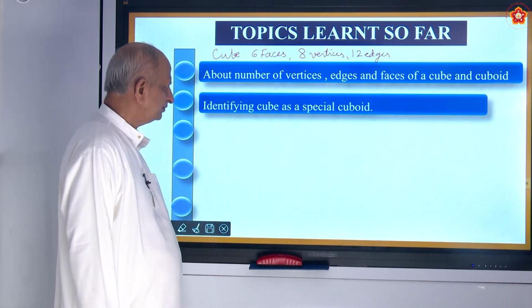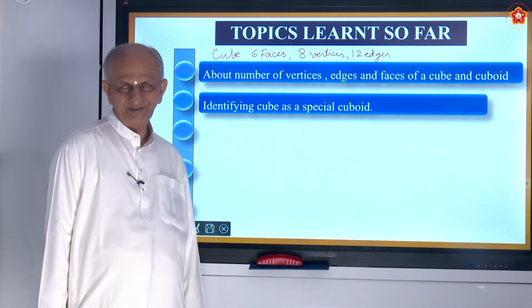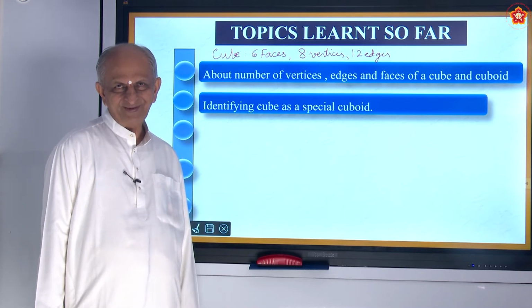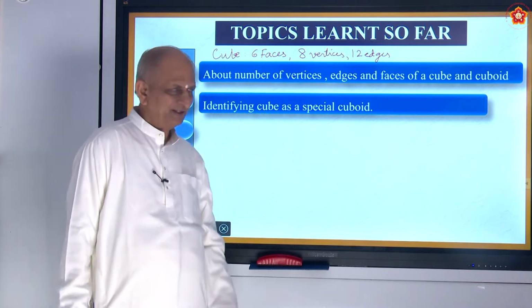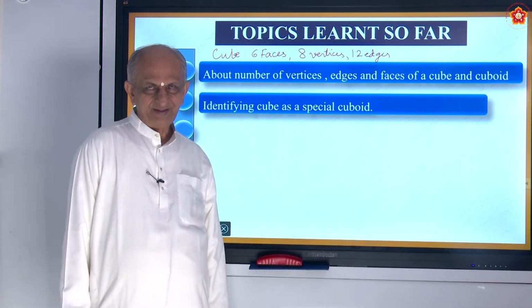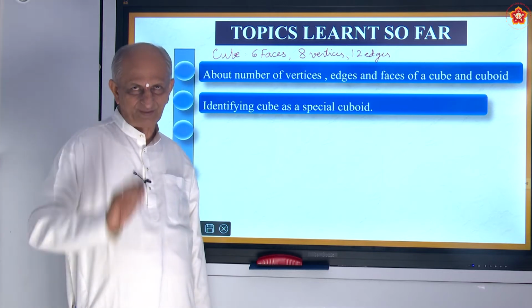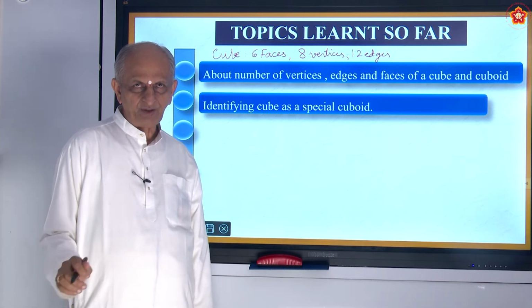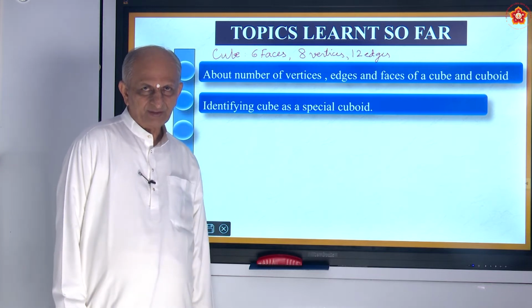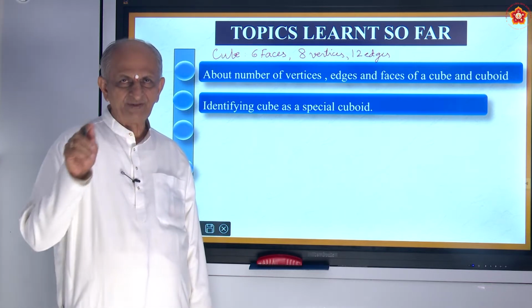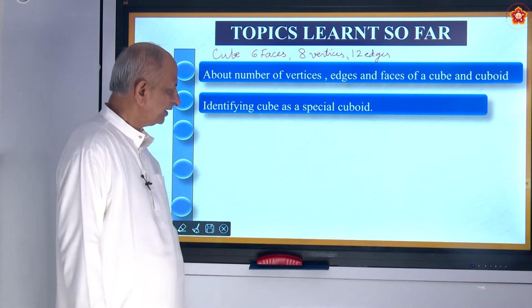Also we have seen a special kind of cuboid, which is a cube. Of course, I told you about the similarity now. Coming to the difference: in a cube all the sides are equal. In a cuboid only opposite faces are equal. In a cube all the faces are squares, and in a cuboid all the faces are rectangles.